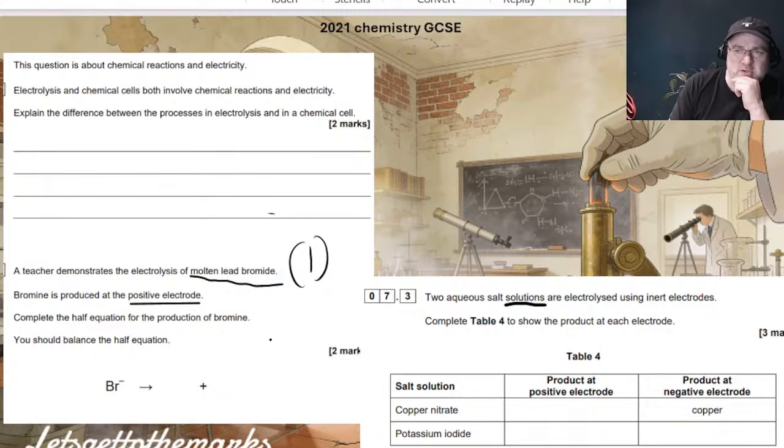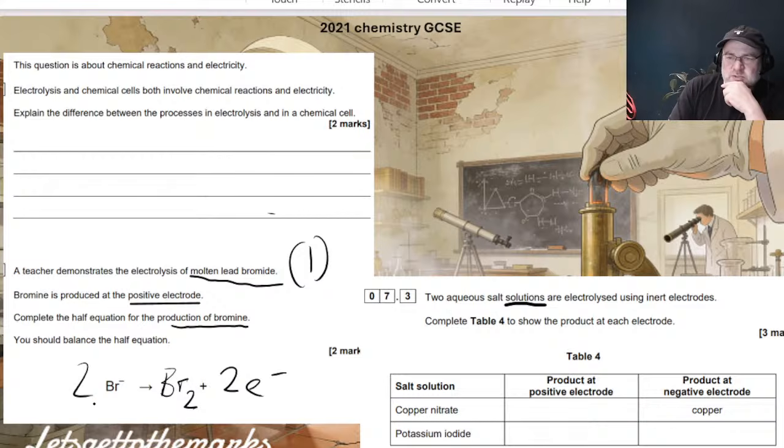Complete the half equation for the production of bromine. You should balance the equation. So we've got Br minus. They're telling you production. Bromine is made. So bromine is a diatomic molecule, Br2, and you're going to get 2 electrons coming off. That is the equation for a halogen.